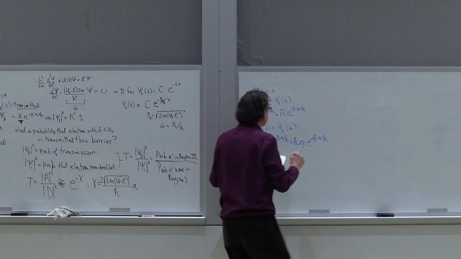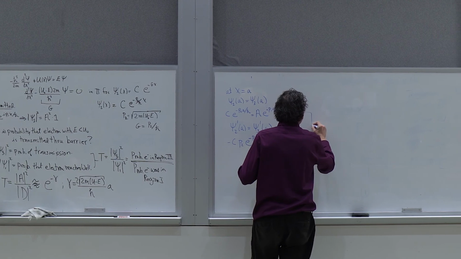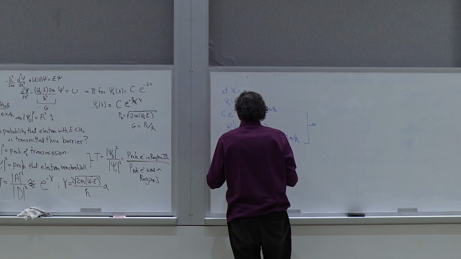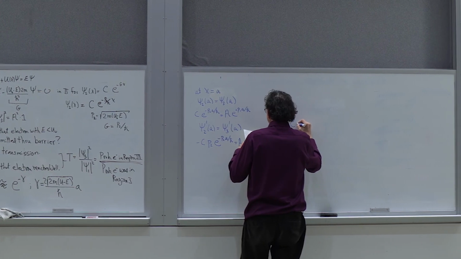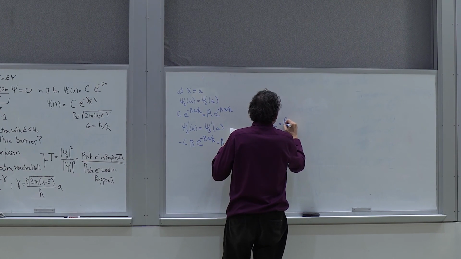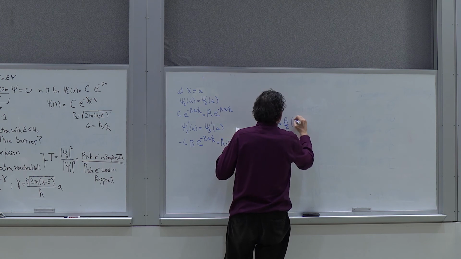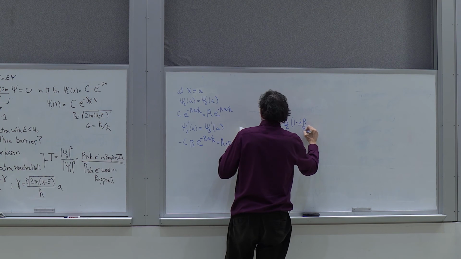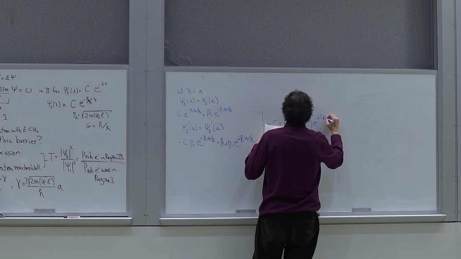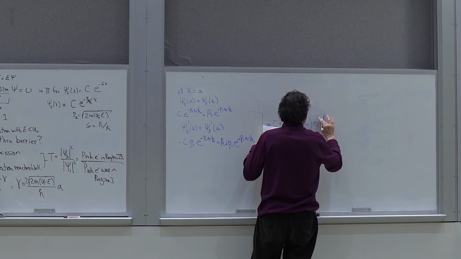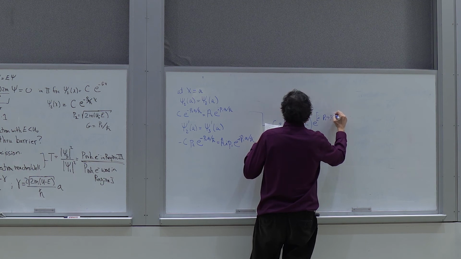And I can solve these two for C. I can get that C is equal to A over 2 times 1 minus IP1 divided by P2 times e to the I P1, IP1 plus P2 times A divided by h bar.